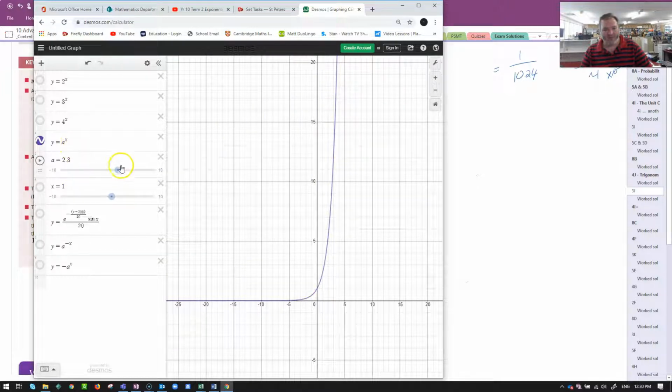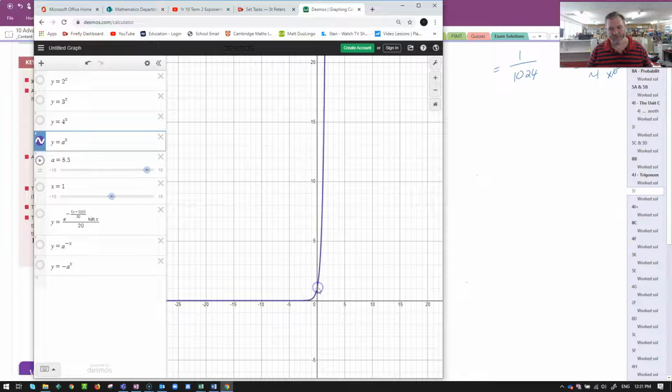What would happen, well, let's have a look first of all. What happens if that number in the position of a, so at the moment it's 2.3, as I increase it, what's going to happen? I'm going to have a large number being raised to a power. It's going to grow more quickly. So we should see growing more quickly. What does that correlate to in the graph? A steeper gradient. And it's definitely getting steeper there, isn't it?